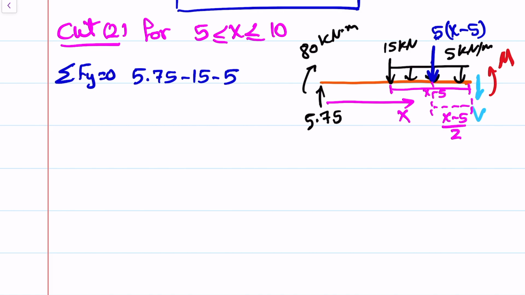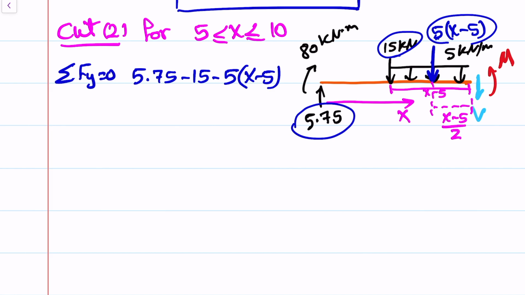Okay, so going back to the summation Fy equals 0. We have the 5.75 upward, and we have the negative 15 downward, and we have the 5 times (x minus 5) downward as well, and we have the shear downward, negative, and this will equal 0. Sorry for the space is not enough.